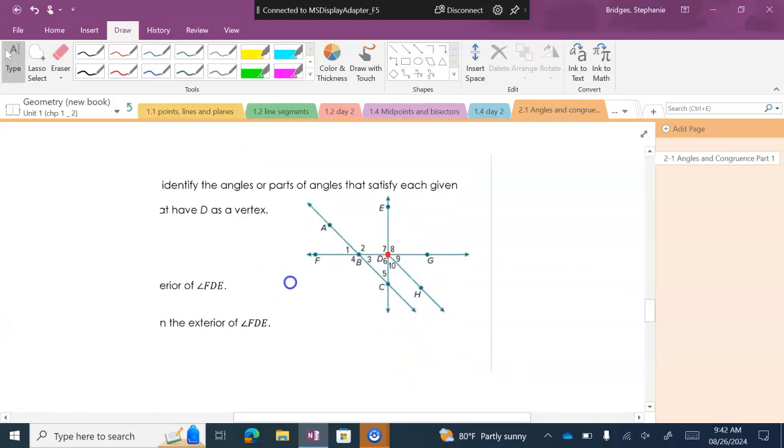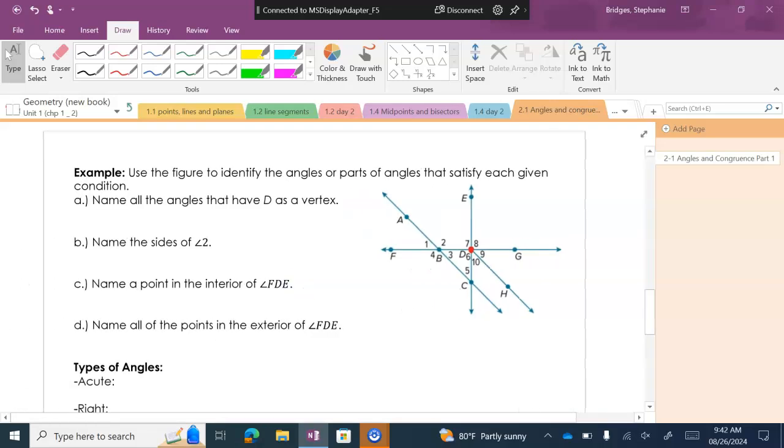What's the first number you see? Angle 7, is that what I heard? Okay, what else? Angle 8, yep. What else? Angle 6, yep. What else? Angle 10, yep. And angle 9. Okay, so angles 7, 8, 6, 10, and 9. All of those angles have D as a vertex.